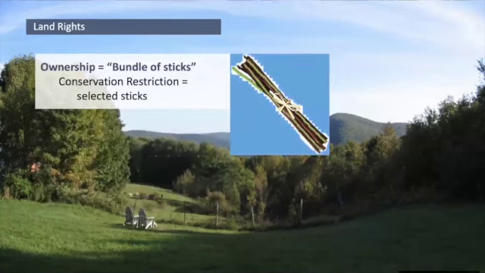A conservation restriction, Jassy will be talking about this more in a little bit. But one way to think about a conservation restriction is that the CR is a carefully selected, carefully defined set of the sticks out of that bundle that are being transferred to the land trust. The model doesn't work entirely there, but again, it's just another way to use this metaphor to understand how a conservation restriction plays out with the ownership.